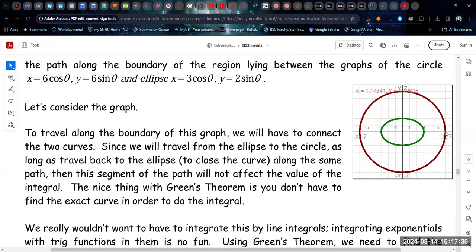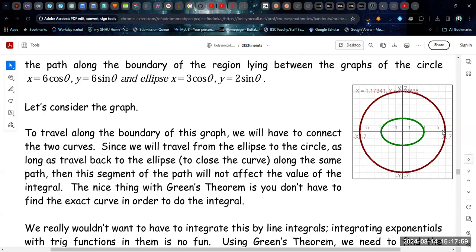And then we would have to create a path that goes from the outer boundary to the inner boundary. And then we would have to go clockwise around the inner boundary, again, in order to keep the region to our left. And then when we came back to this point again, we would go back along the path to the outer boundary to close that boundary.